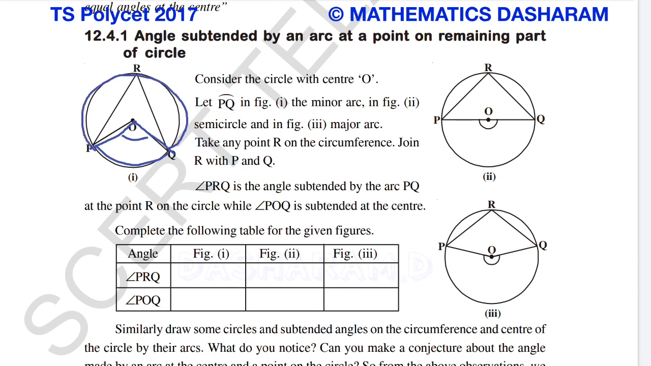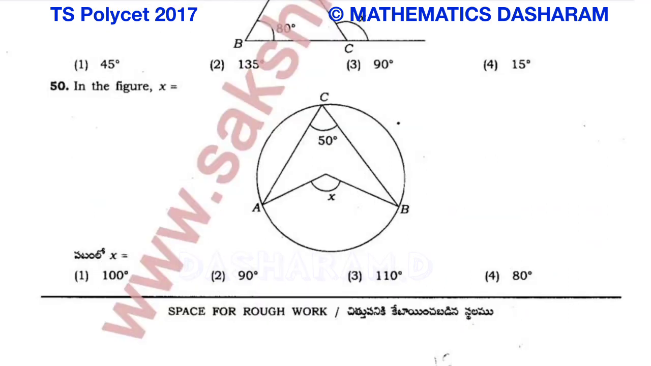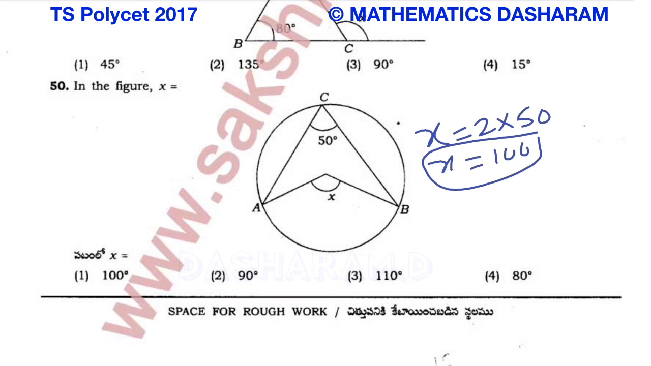So angle POQ is equal to twice the angle PRQ. So here x equals 2 times 50 degrees. So x equals 2 into 50, which is 100 degrees. So option 1 is correct.